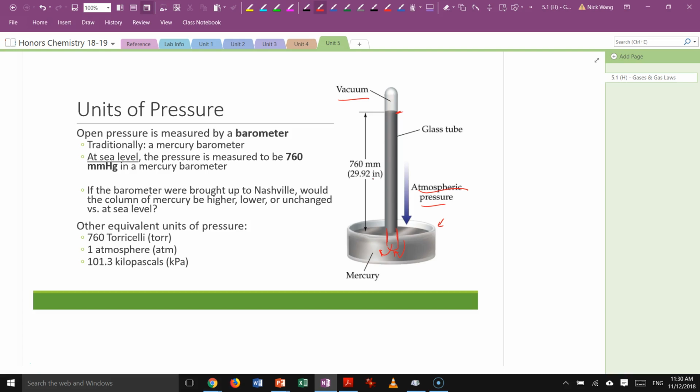And we'll talk a little bit more about why they chose that. But again, this is assuming that we're at atmospheric pressure. We're assuming we're at sea level here.